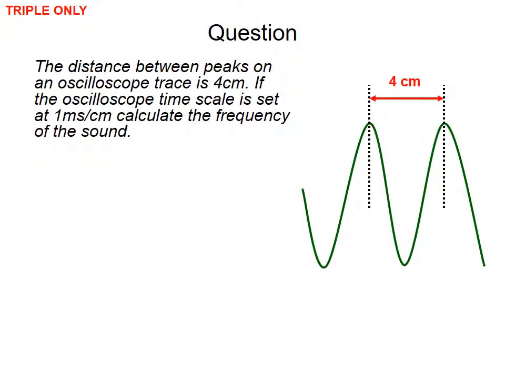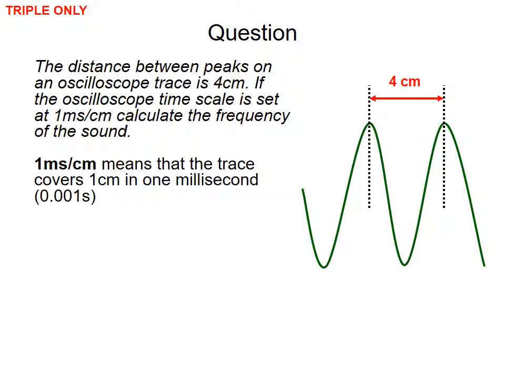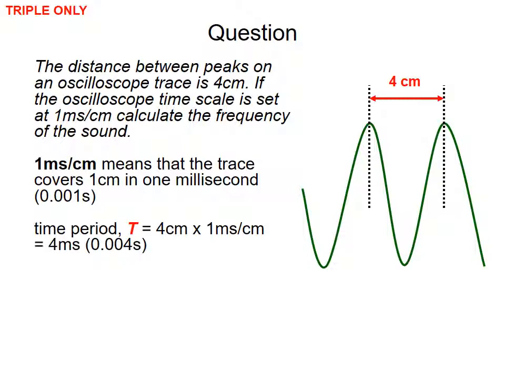So here's a question. The distance between the peaks of this oscilloscope trace is 4 centimeters. If the oscilloscope time scale is set to 1 millisecond per centimeter, calculate the frequency of the sound. Pause the video now and see what you come up with. Because 1 millisecond per centimeter means that the trace covers 1 centimeter every millisecond, the time period will be 4 centimeters times 1 millisecond per centimeter, or 4 milliseconds. So 1 over capital T, 1 over 0.004, gives a frequency of 250 Hertz.